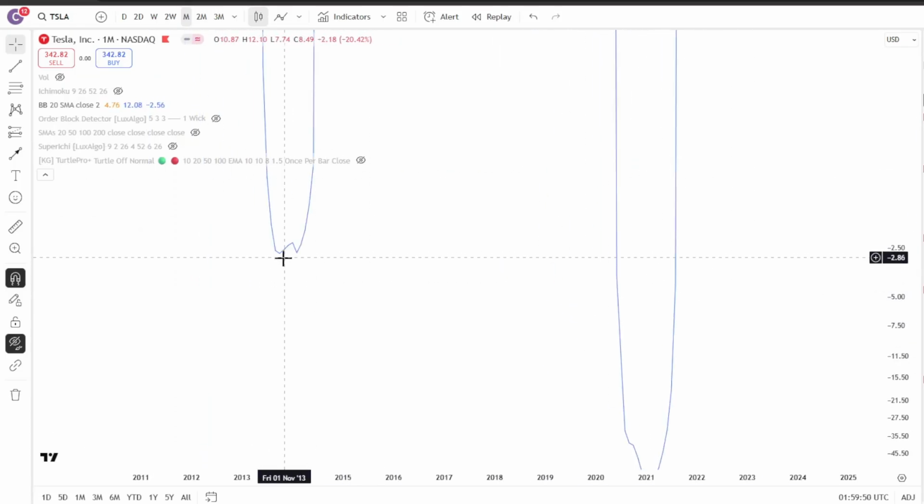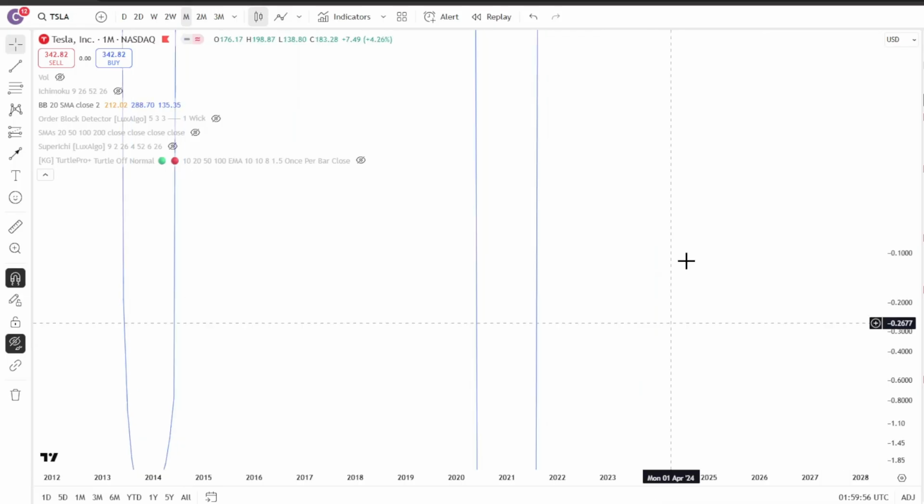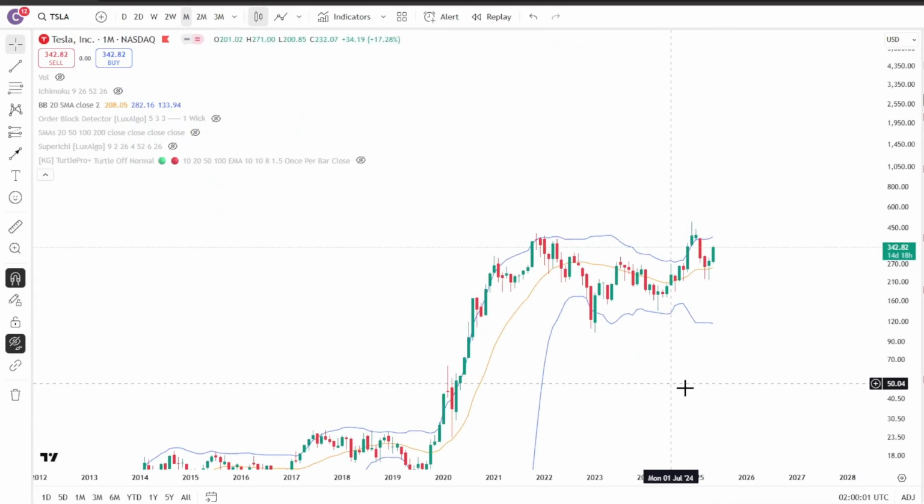In the two previous cycles, whenever the Bollinger Band started to kind of curl up here, that was not the top, and that was also not the top. The top happened about 6 to 8 months later. So we are going to keep closely monitoring what Tesla is going to do and see what happens. But this seems like early bull cycle behavior. That's what it seems like to me.